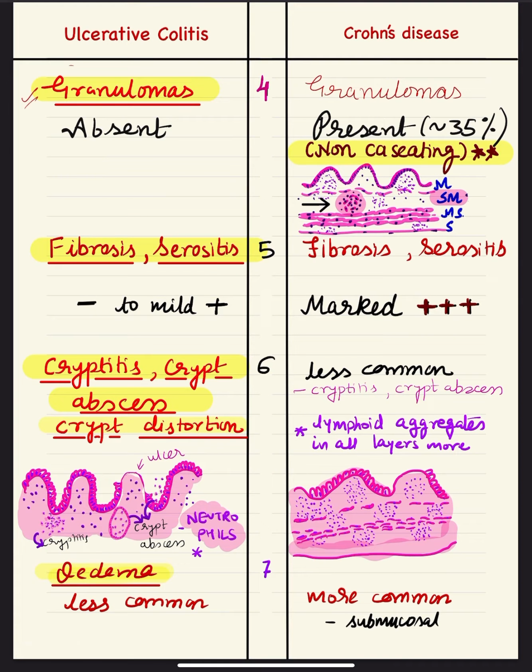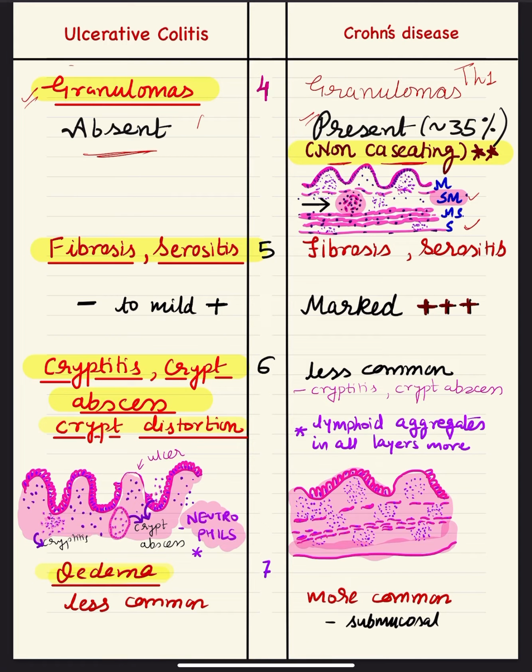Next, a very important point: granulomas. I told you in the pathogenesis that in Crohn's disease there is an active Th1 cell response. Granulomas are seen because of this Th1 response, and these granulomas are characteristically non-caseating. We know that in tuberculosis, the granulomas are caseating. Here in Crohn's disease, they are non-caseating. They can be seen in any layer of the bowel, commonly in the submucosa, and also in the serosa.